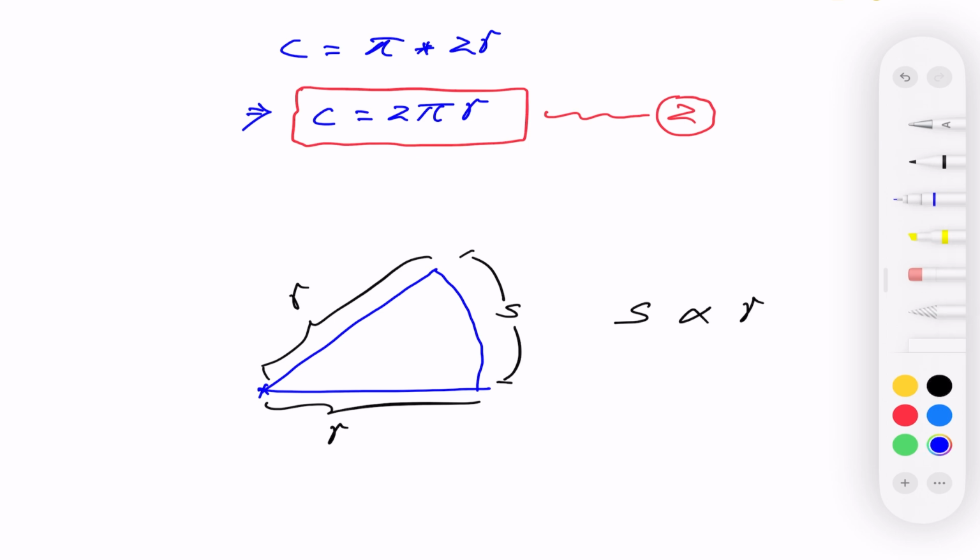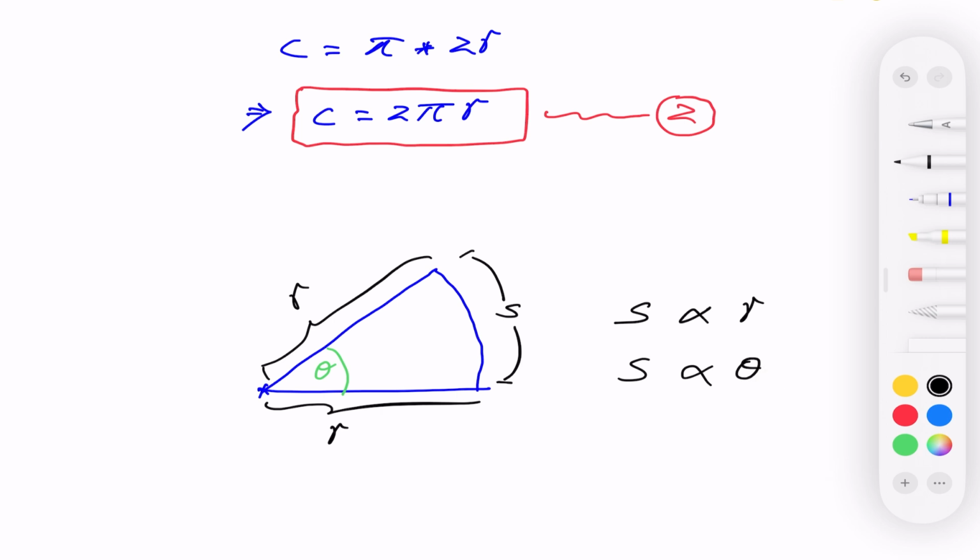Because if I increase the radius to be somewhere here and here, you can see that the arc length also increases. Therefore, arc length should be proportional to the radius. And also, the arc length should be proportional to whatever the angle right here. Let me label this angle as angle theta. So arc length s should also be proportional to theta.